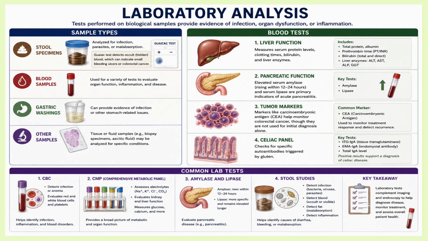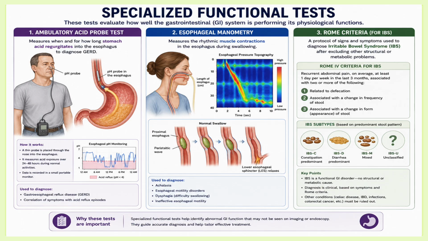And then, the basic labs are basically CBC, CMP, amylase and lipase, stool studies. And then other blood tests are liver function tests, because remember the liver and pancreas, all of that are part of your GI system. Then we have tumor markers and a celiac panel to diagnose celiac disease. These are specialized function tests, basically the ambulatory acid probe test, the esophageal manometry, and the Rome criteria.